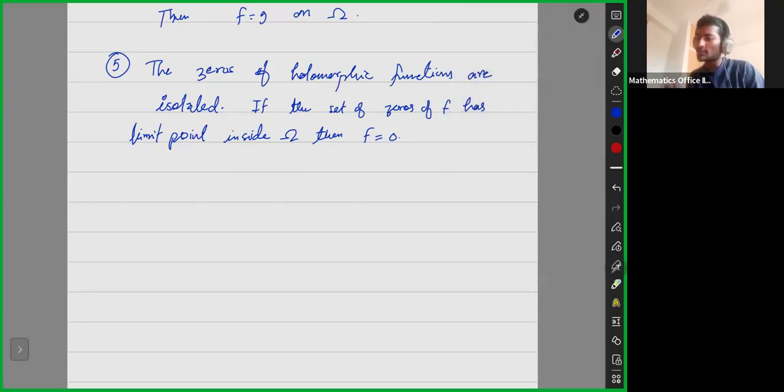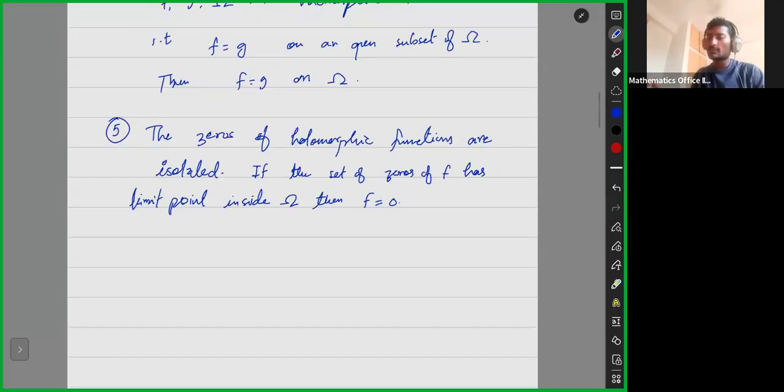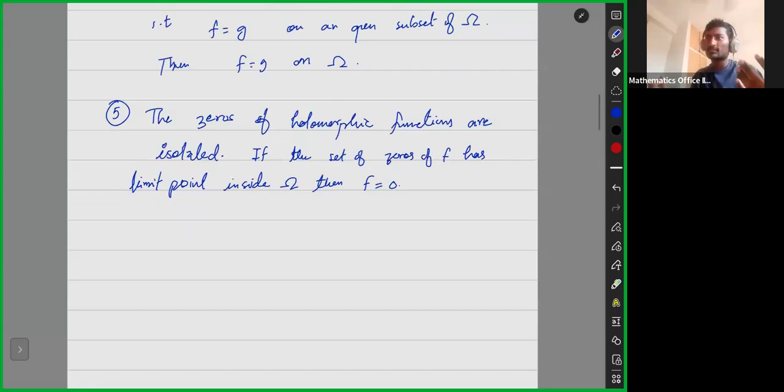The set of zeros does not have limit points inside omega for non-zero functions. Using this, we can say that if two functions agree on a dense subset, or a subset where they have limit points, they are the same.